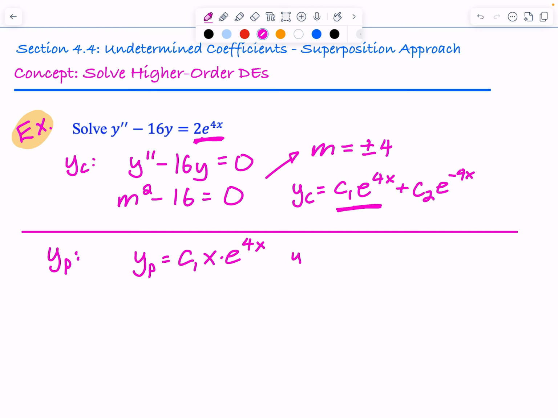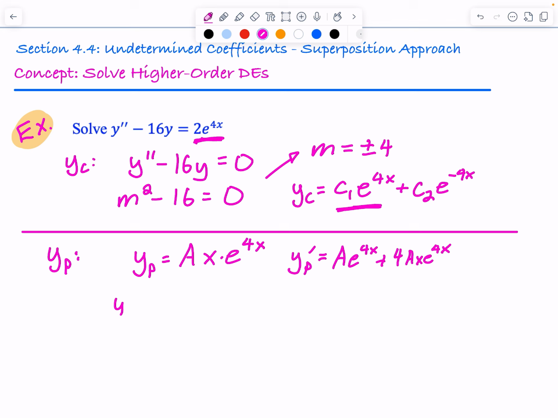Okay, I got y prime. All right, and it's a chain rule, so I'm gonna get, let's use A. I don't know why I chose a C1 there. A e to the 4x, that's multiplying with the derivative of x, and then I get 4ax e to the 4x. That's the derivative of e to the 4x.